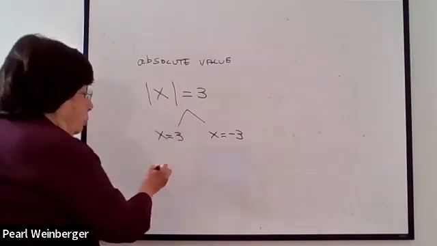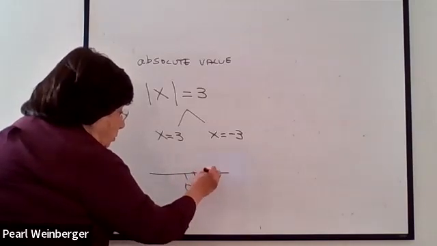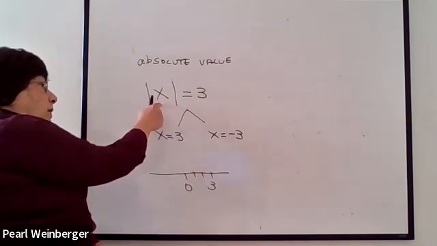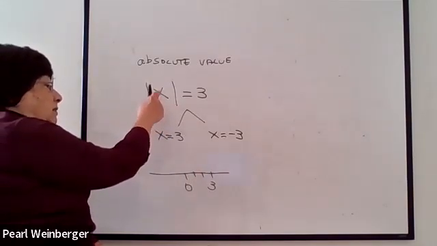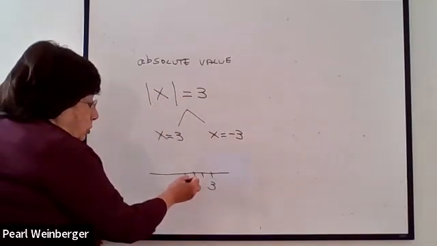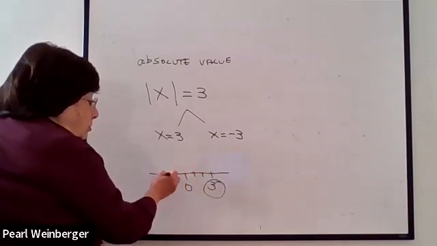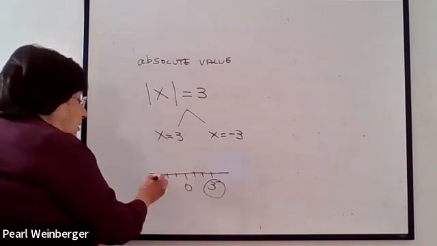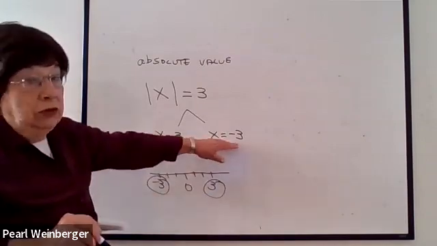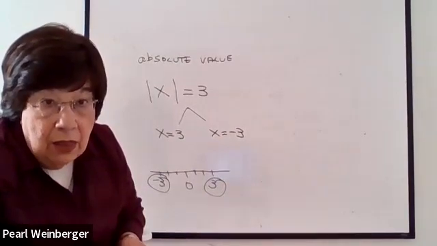You could have interpreted it on the graph as well. To say that the absolute value of x is 3 means that you have to go 3 spaces to get to x. Now you could go from the origin 3 to the right and you get to regular 3. But you could also have gone 3 spaces to the left and gotten to negative 3. So again, your answer is either 3 or negative 3.